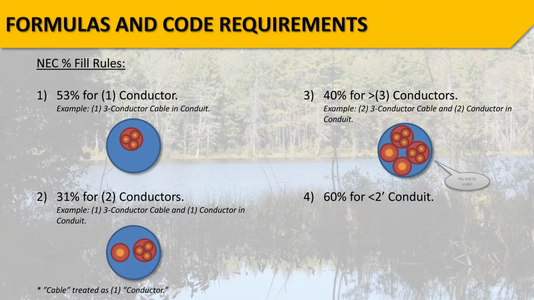The second rule applies to 2 conductors or 2 multi-conductor cables, you're allowed 31% fill. Rule number 3, when you have 3 conductors or more, or 3 multi-conductor cables or more, you're allowed 40% fill. So now that we have a few formulas in our toolbox, and we also know what the code permits us to do, let's do a couple examples.